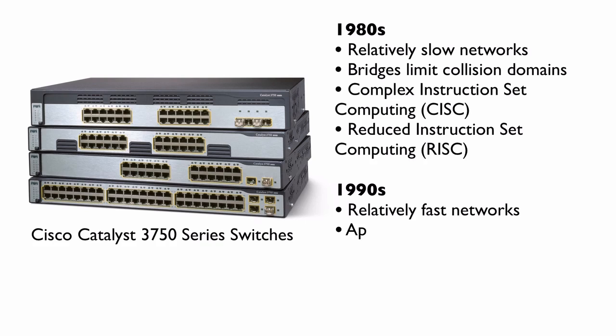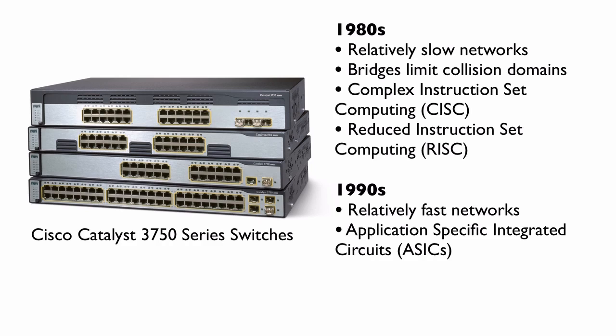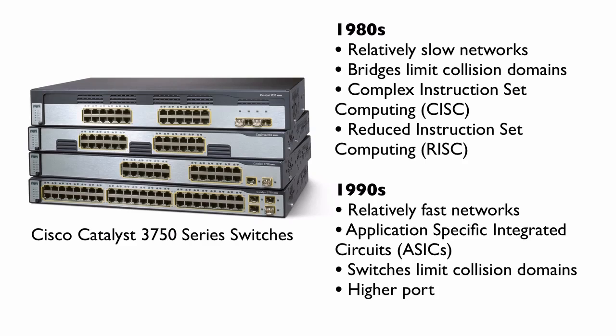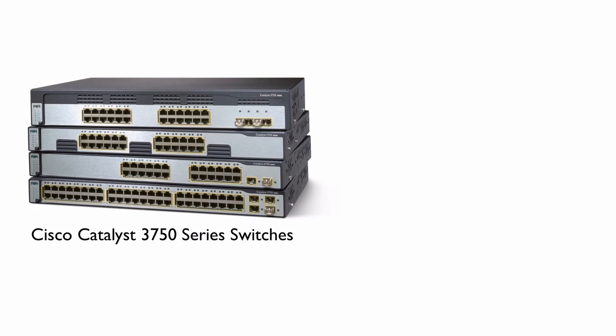That was largely due to having ASICs, application-specific integrated circuits, chips built into the Ethernet switch that made the frame forwarding decisions. No longer did we have to rely on a software program, essentially, running on a CISC or RISC processor. Now we had dedicated circuitry that was in charge of making those forwarding decisions. And switches, like bridges, limit collision domains. But one of the big advantages besides speed is, as you can see on screen, switches tend to have a much higher port density than bridges. You have a much lower cost per port when it comes to an Ethernet switch as compared to an Ethernet bridge.